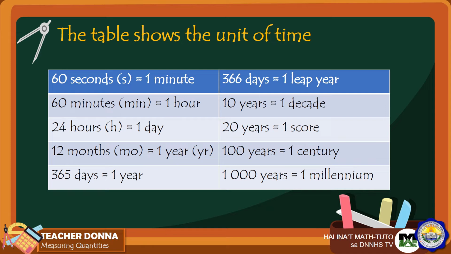And then 1 leap year equals 366 days. 1 decade is 10 years. 1 score is 20 years. 1 century is 100 years. And 1 millennium is 1,000 years.